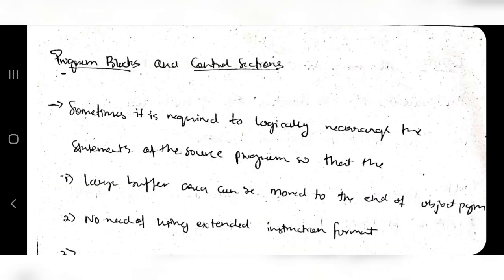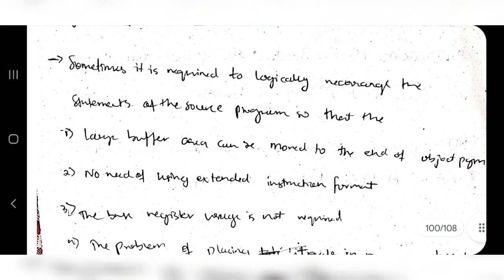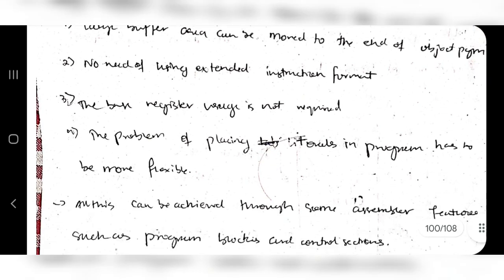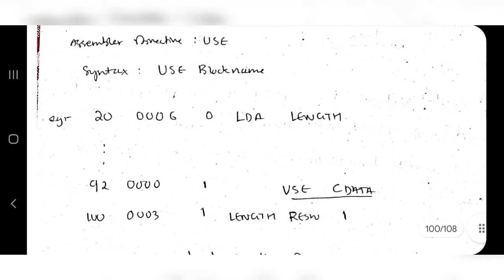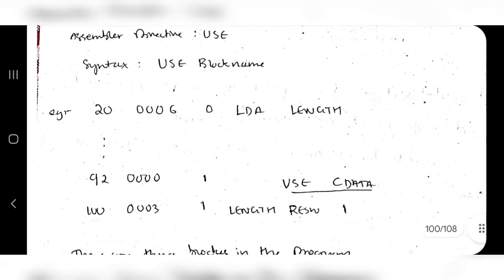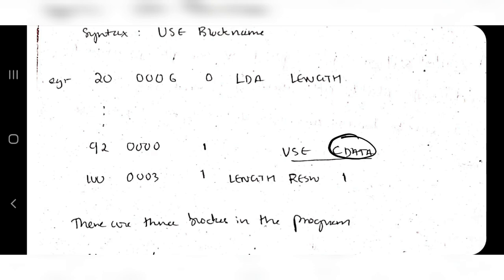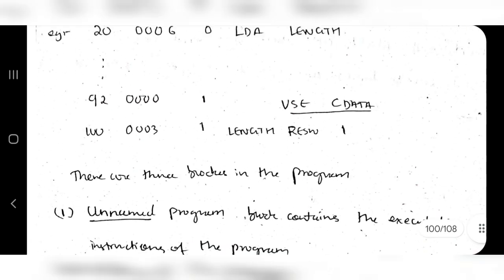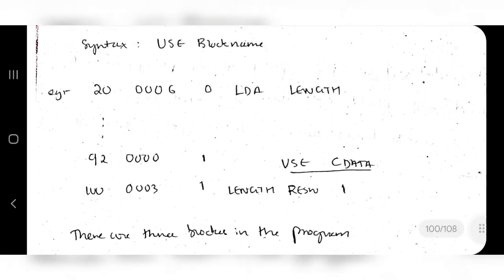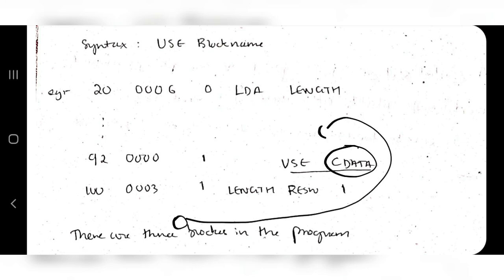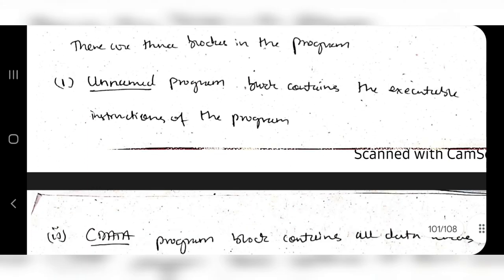And then the last one is the program blocks and control sections. Program blocks are nothing but the blocks of a program, like block 1 and block 2 and so on. So these are the advantages of it. And how do we use it is by using the keyword USE. USE followed by a block name. If you specify USE CDATA, CDATA is a block specified in a later part of the program. If you write USE CDATA, whatever program block has been specified will be used here.